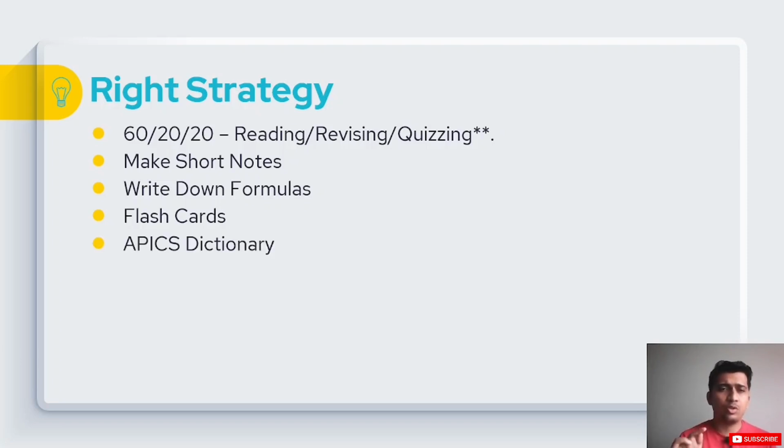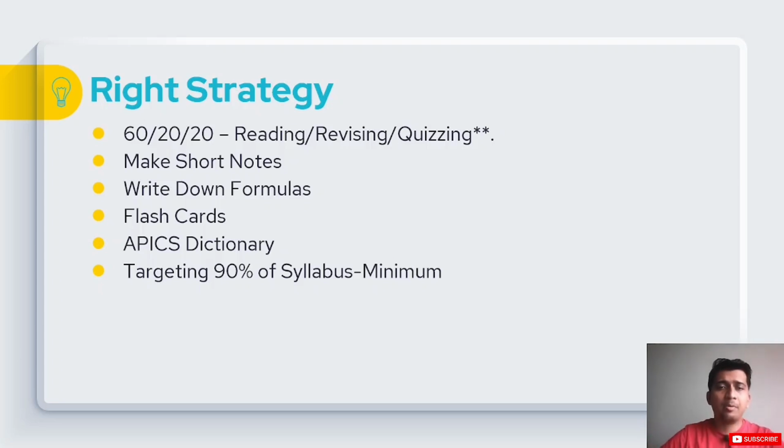APICS dictionary. This is another way of revising and going through the terminology. A lot of questions in CPIM will be based on the terminologies. If you don't know the exact definition of a particular supply chain term, you will have a tough time solving the exam question. So please spend a good amount of time on the APICS dictionary also. You can find this on the Play Store or Google as well. It's not much difficult to get it.